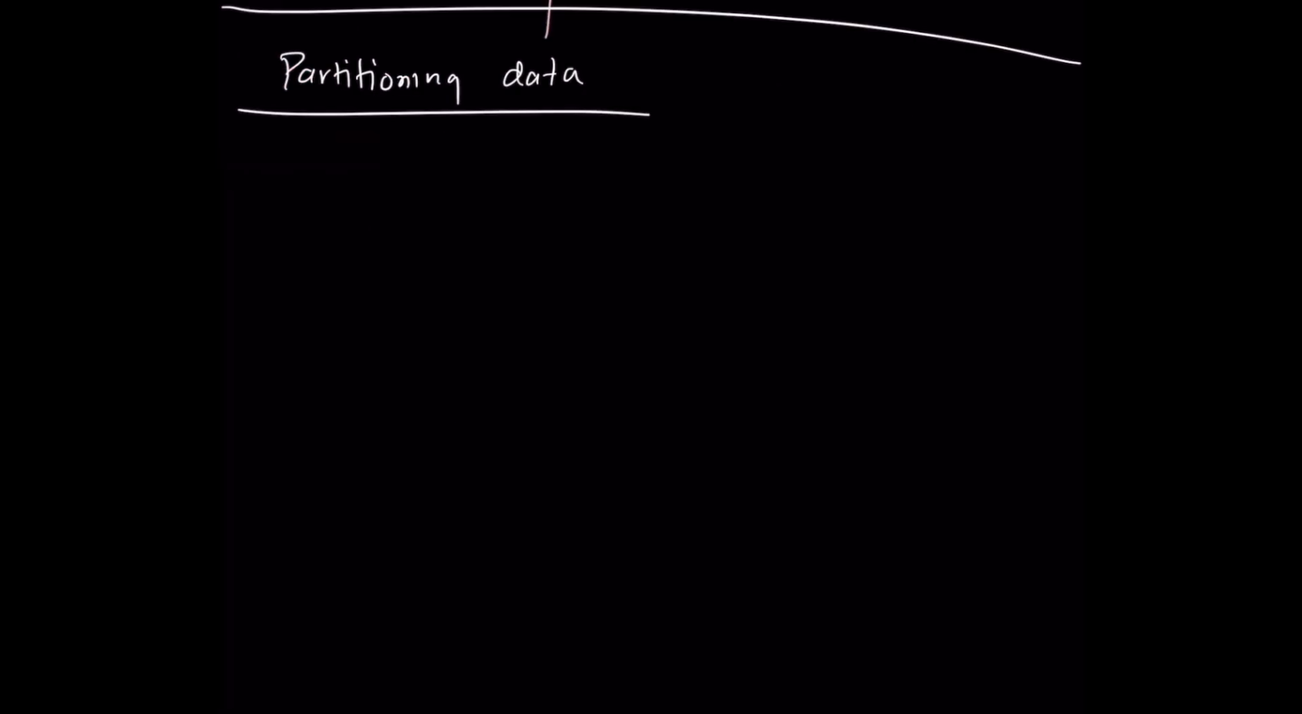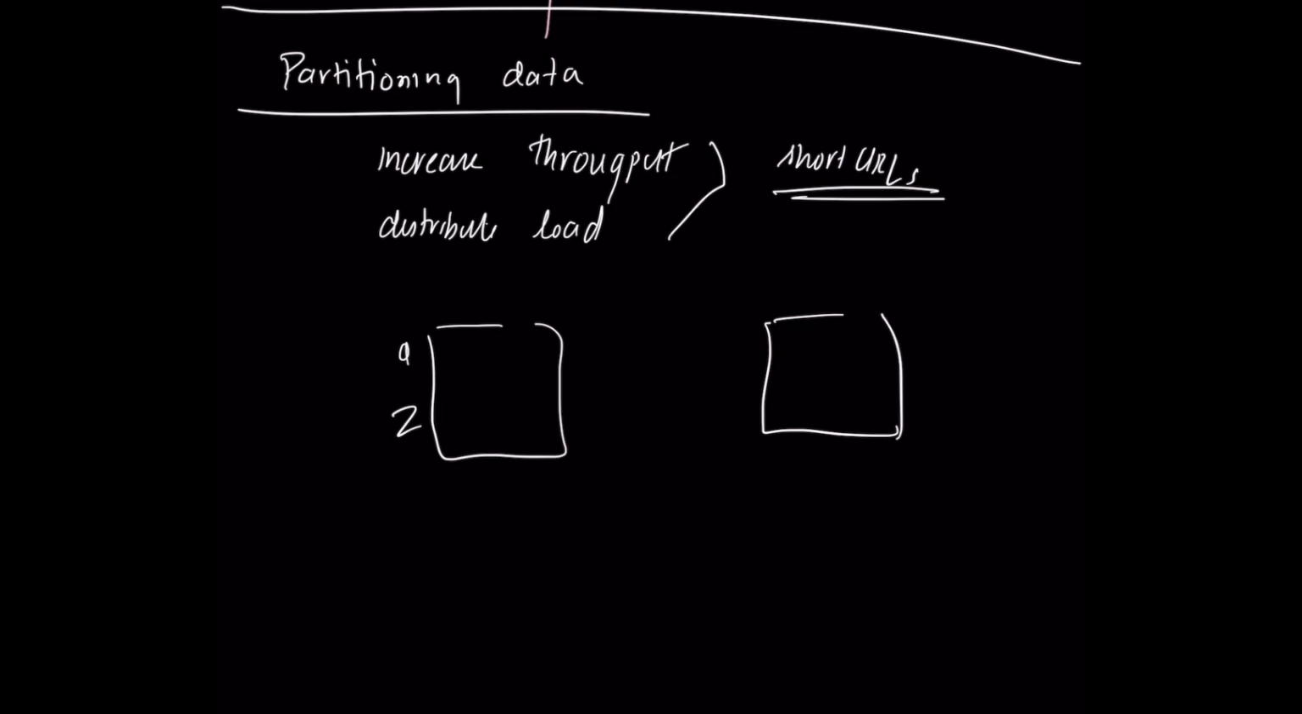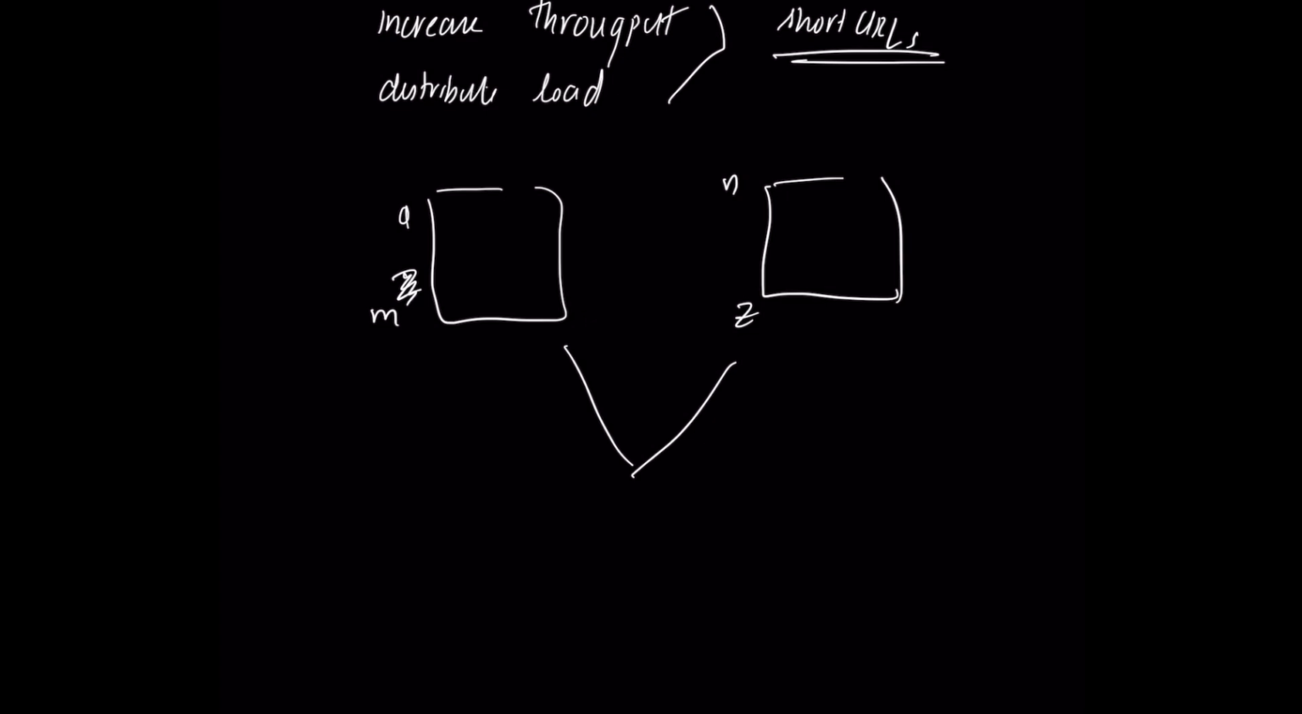What does partitioning give us? Increased throughput, and it's able to better distribute the load. So we can partition the data, say on the short URLs. Now when we're looking up something, we're partitioning data. So we store, say, A to Z on here, and not A to Z, that would be different. Let's say A to M here and N to Z here. So data is partitioned, and there are benefits to this.